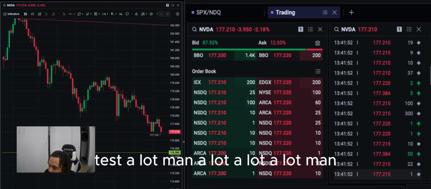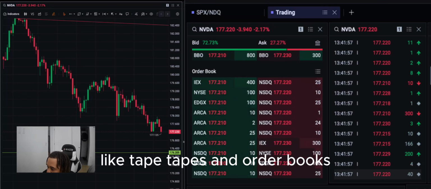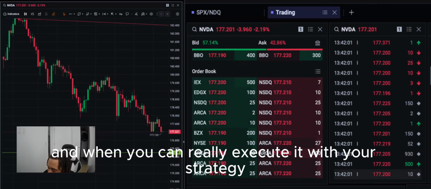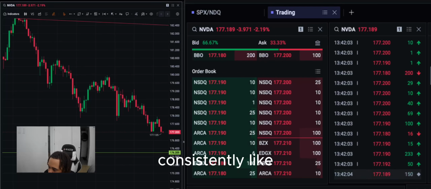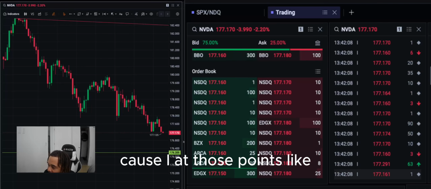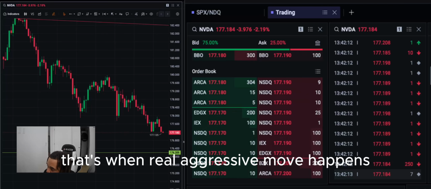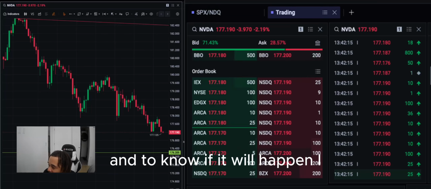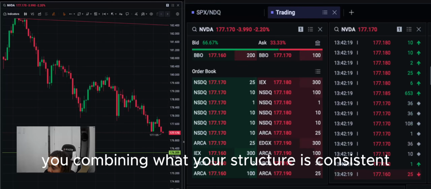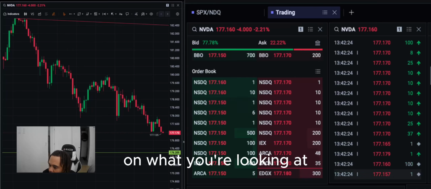And then lastly, combine it with your structure. Tapes and order books, they're your best friends. You know what I'm saying? And when you can really execute it with your strategy consistently, I play a lot of breakouts and divergences. Those come in handy a lot because at those points, that's when a real aggressive move happens. And to know if it will happen, I need to rely on tapes. So just make sure you're combining it with your structure and it's consistent. You're not changing anything, and all you're doing is enhancing your knowledge of what you're looking at.